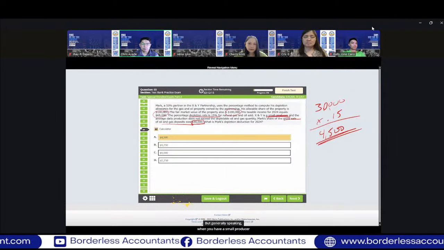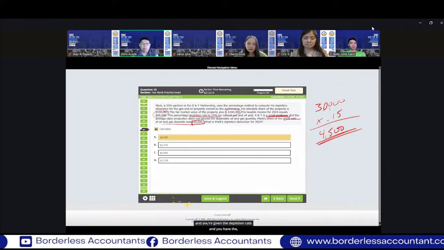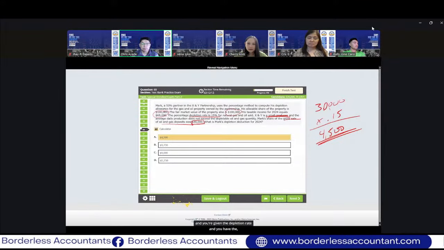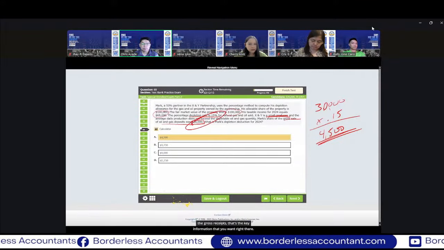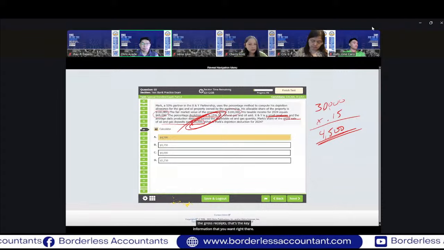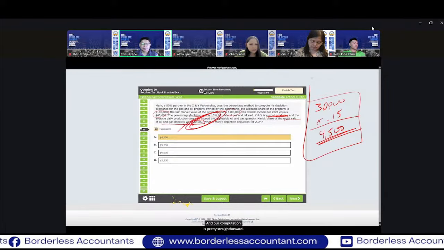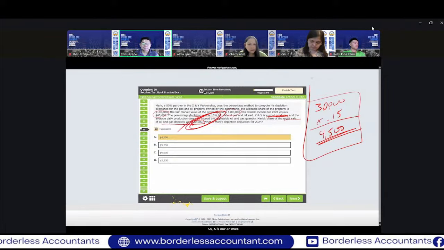But generally speaking, when you have a small producer and you're given the depletion rate and you have the gross receipts, that's the key information that you want right there. And our computation is pretty straightforward. So A is our answer.